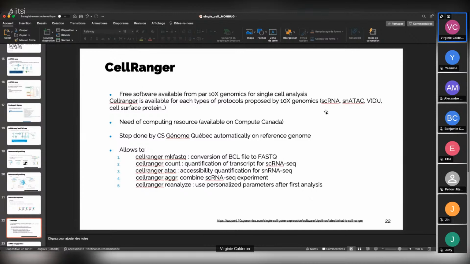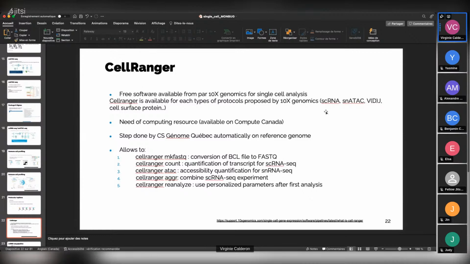This software, Cell Ranger, has a lot of options. You can convert BCL files to FASTQ, but if you're using services at Genome Quebec, usually you are getting FASTQ files. It can perform the quantification of transcripts for single-cell RNA-seq.